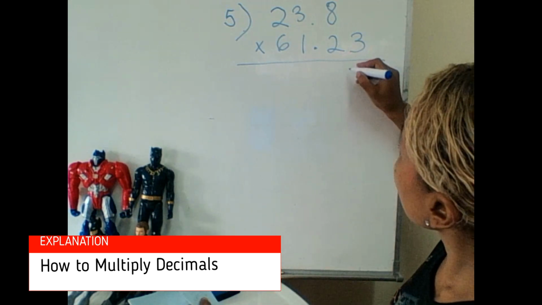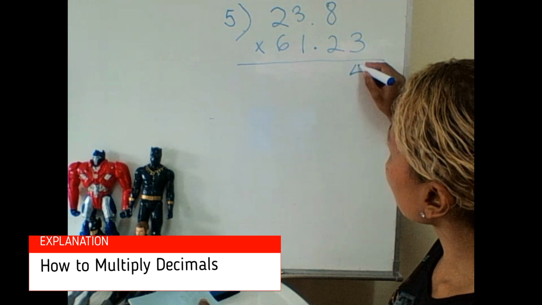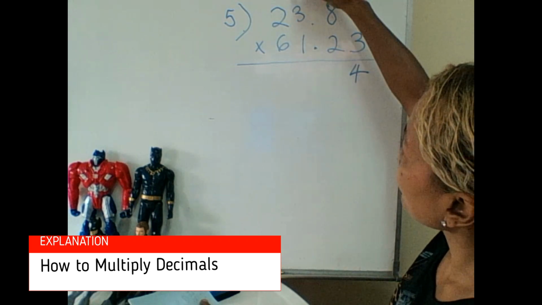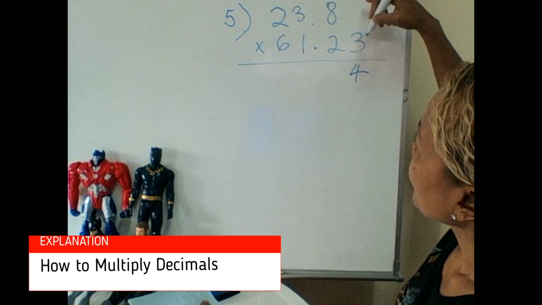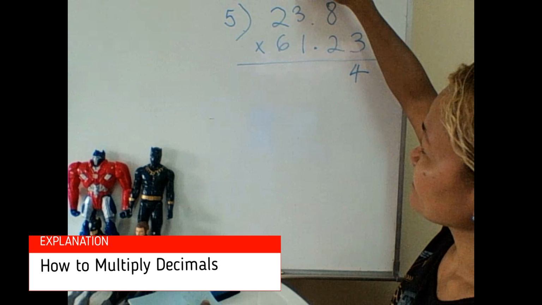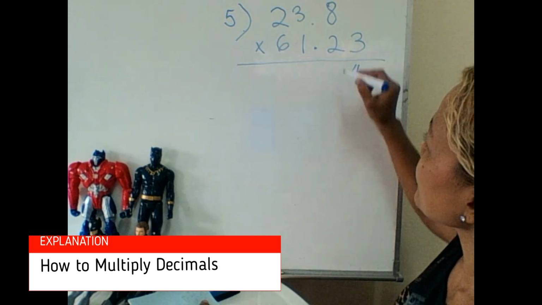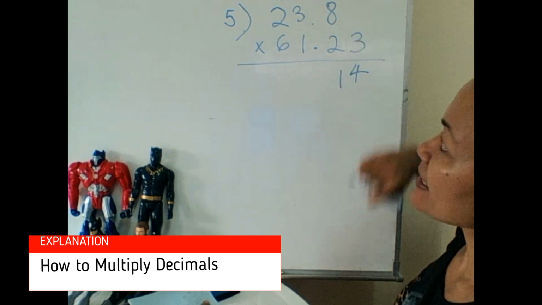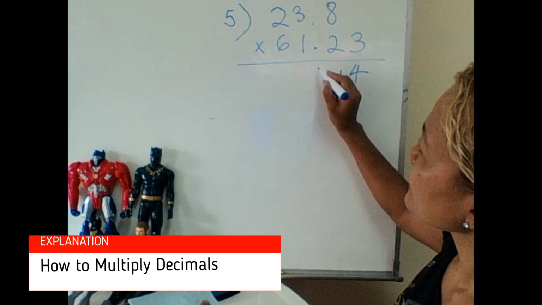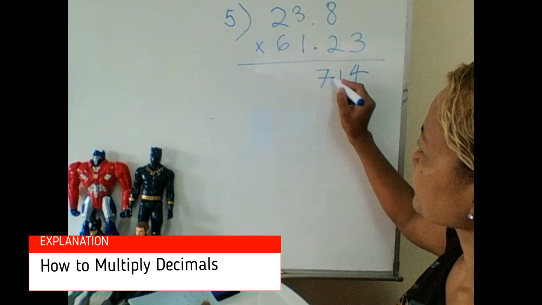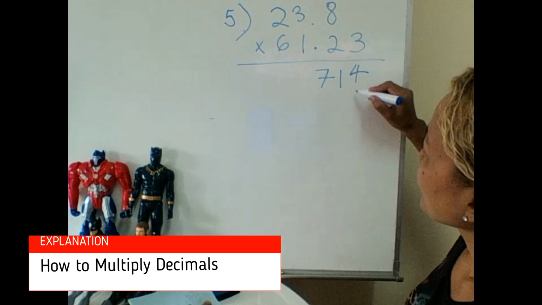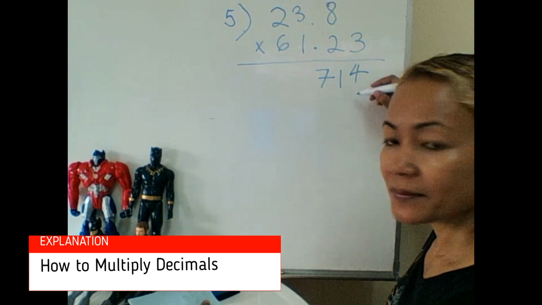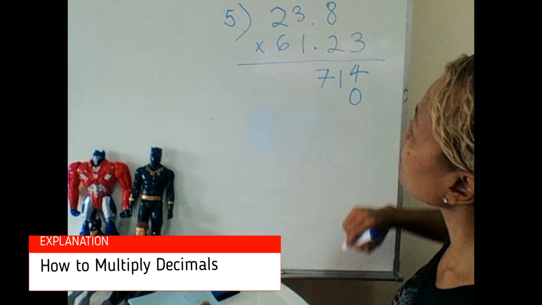8 3s are 24. So we'll put 4 there, carry 2 there. 3 3s are 9, plus 2 is 11. So 1, carry 1. 2 3s are 6, plus 1, 7. Now go on to the next number. So we need to put a 0 here.